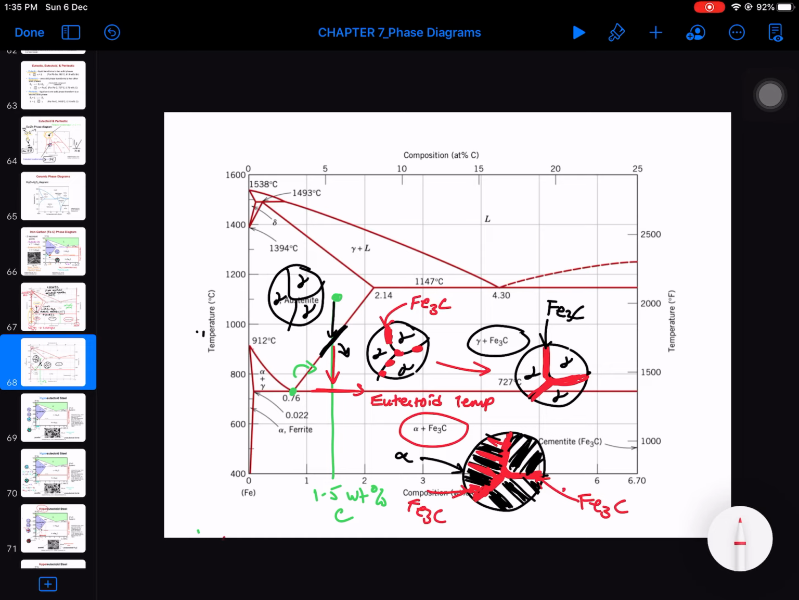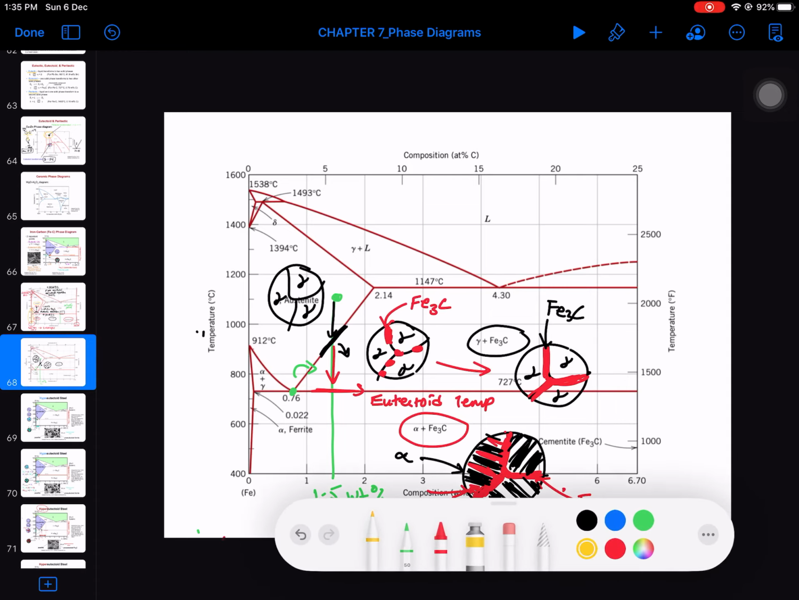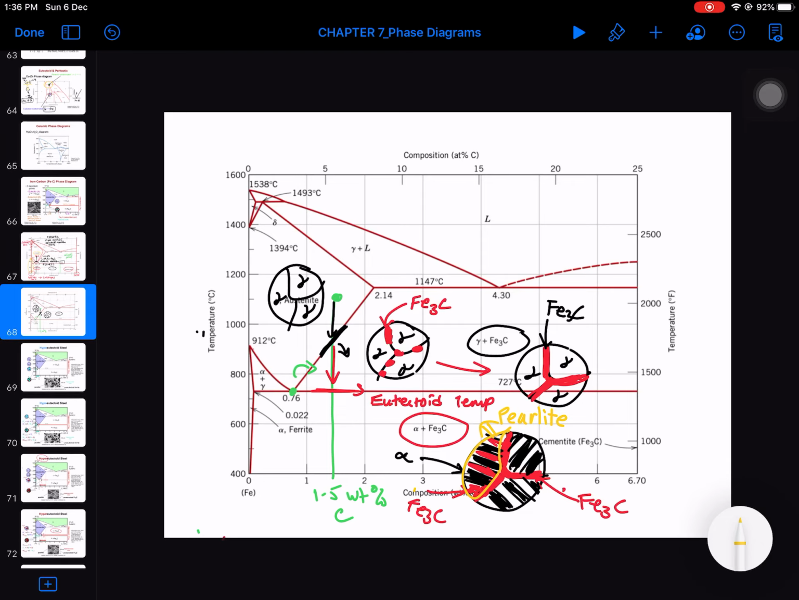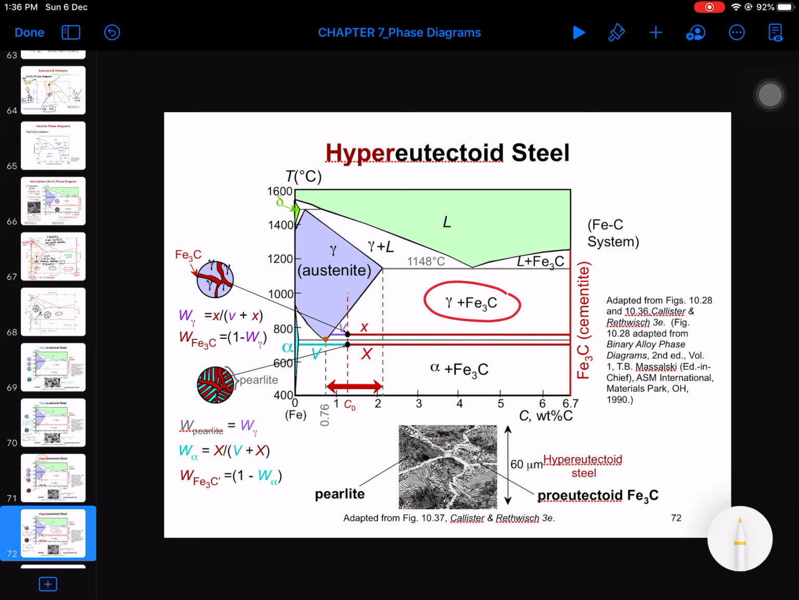The whole thing is known as pearlite. The alpha ferrite and cementite alternating layers, the lamella structure, is also known as pearlite. So that's how the microstructural development looks.